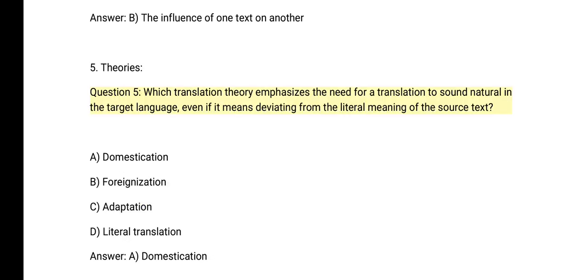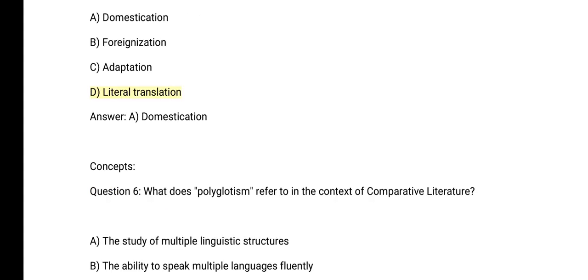5. Theories. Question 5. Which translation theory emphasizes the need for a translation to sound natural in the target language, even if it means deviating from the literal meaning of the source text? A. Domestication. B. Foreignization. C. Adaptation. D. Literal translation. Answer. A. Domestication.